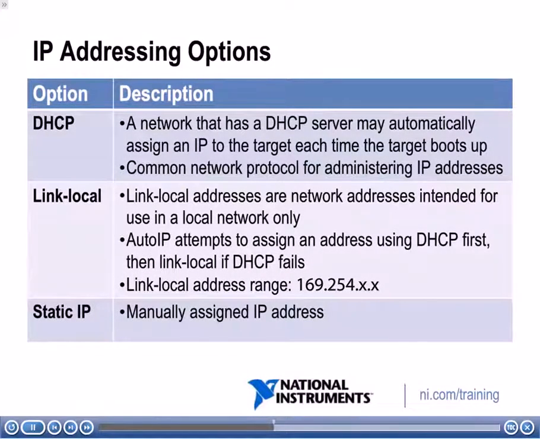In this slide, we see a couple different options for IP addressing. Let's talk about the first one, DHCP. If you have a network and it has a DHCP server, each time you connect a device to that network, the DHCP server will automatically assign an IP to each device that connects. For example, if I had a local area network with a DHCP server, and I connected a real-time target to the network, the DHCP server would automatically assign that real-time target an IP address. And if I connected my host computer to that same local area network, the DHCP server would automatically assign my host computer a different IP address.